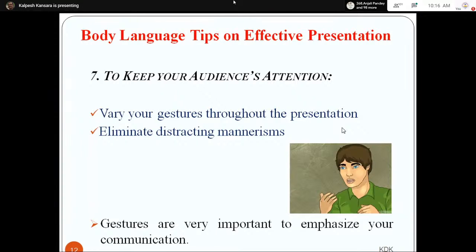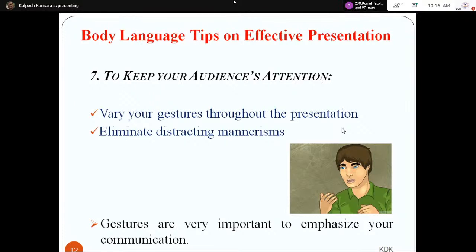Mannerism is a repetition of a particular body gesture, or even in speech, you may have mannerisms. For example, many people have this habit of speaking a phrase or a word often during their conversation. For example, am I right? Something like that. Am I right is a phrase which, if often used, it can turn into a mannerism.